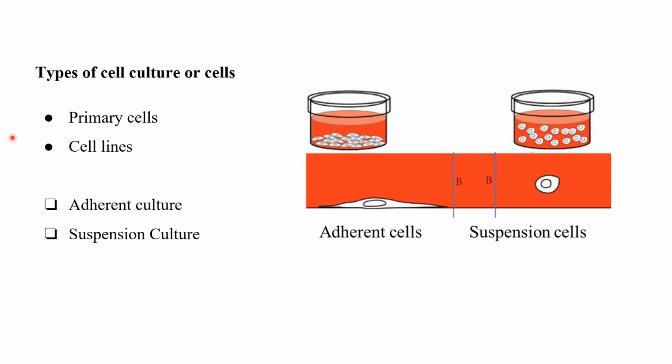for too many passages. After some time they will die, because although we are providing them the conditions, it is an in vitro condition, and after some time there will be damage to the cells and they will not grow properly. But cell lines are modified in such a way, through genetic modification, that some genes are modified so that they continue to grow even at many passages.